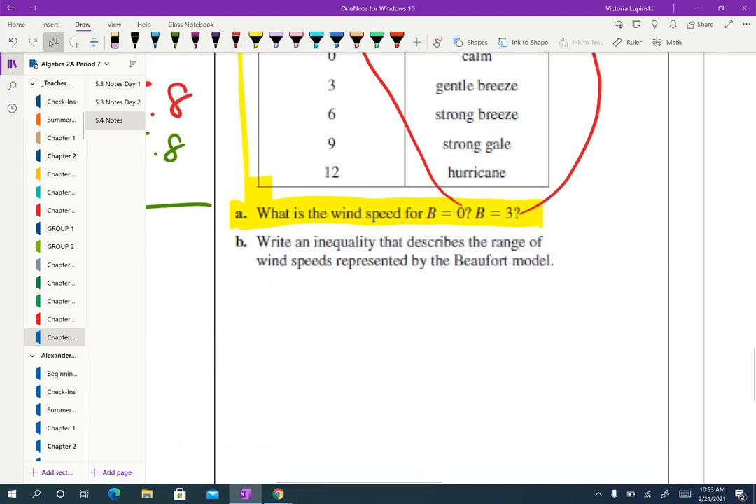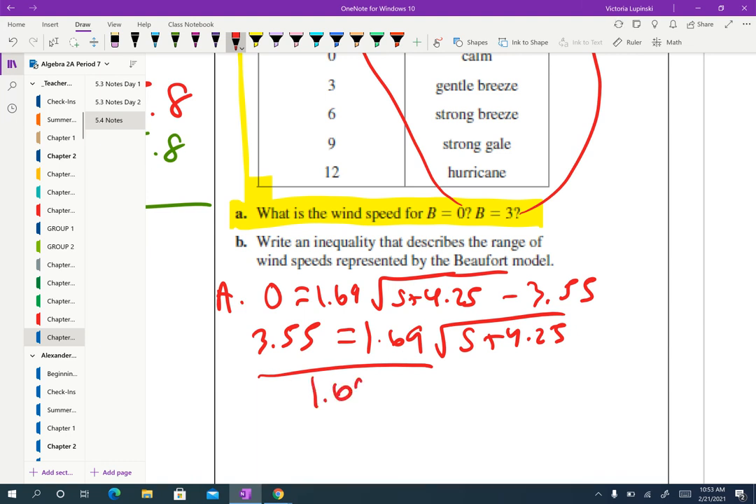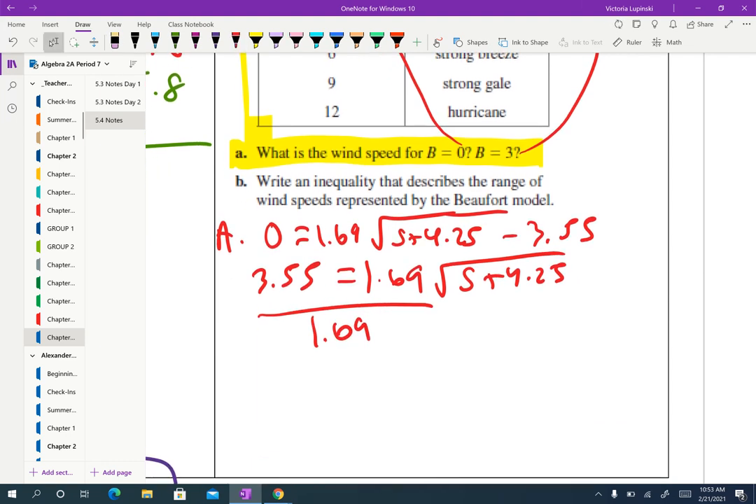So let's go ahead. This again is part A. We're going to start by plugging in 0. So 0 equals 1.69 times the square root of S plus 4.25, minus 3.55. You're going to start by adding 3.55 to the left. Then you're going to divide both sides by 1.69. That's going to give you approximately 2.1.